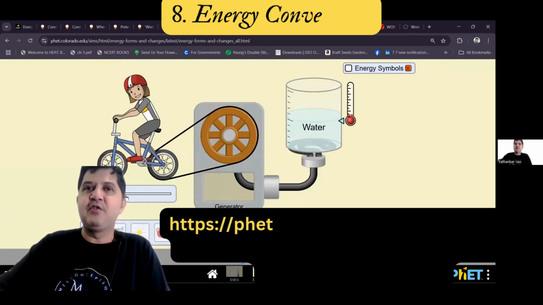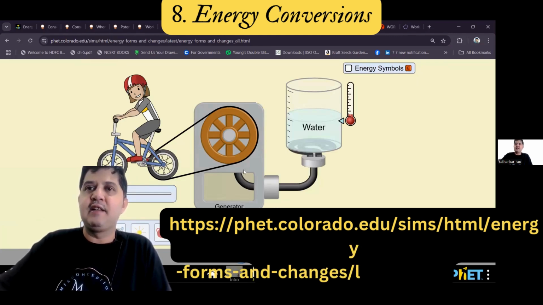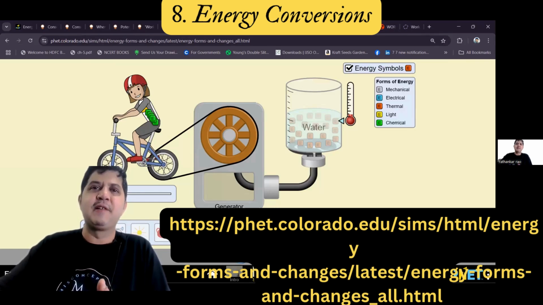When you go to systems over here, when the person cycles, it rotates a dynamo, and as a result, heat is produced, and this heat raises the temperature of the water. You can click on these energy symbols for lower classes. These kinds of experiments would really be amusing. They would be very happy to work on this.